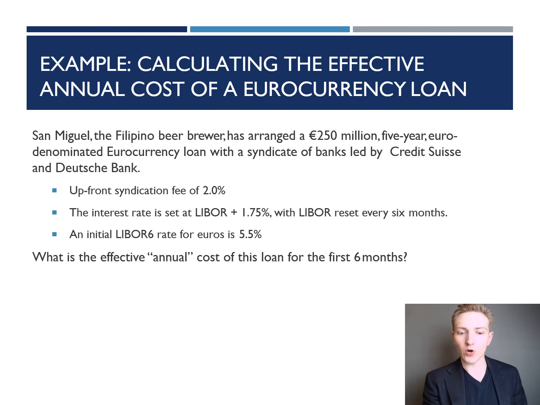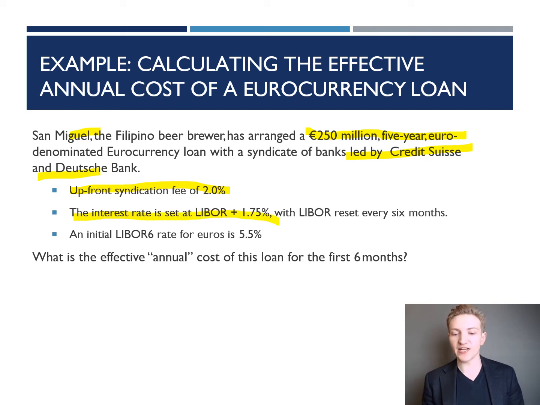So suppose we've got San Miguel, a beer brewer, and they want to arrange a 250 million euro 5-year loan. Now, notably here, this is a 5-year Eurocurrency loan. Now, they're doing this with a syndicate of banks led by Credit Suisse and Deutsche, for example. Now, we've got a few facts here. Upfront syndication fee is 2%. Now, the interest rate here is going to be floating rate based on LIBOR. So the interest rate is set as LIBOR plus 1.75%.